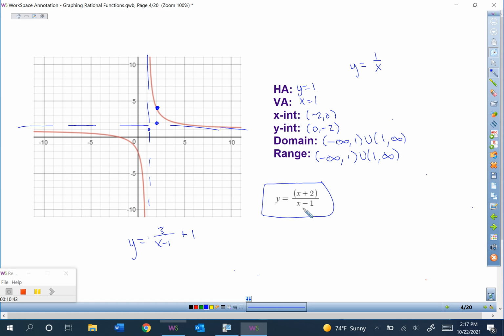The reason this is equivalent here is to add 1, I'd get a common denominator, and anything over itself is 1. Then you can see the denominator is x minus 1. 3 plus x minus 1 is x plus 2, since 3 minus 1 is 2. They're equivalent. The reason we like this version is it has a relationship to these two items on the graph. We're going to talk about all of them, but starting with these two.